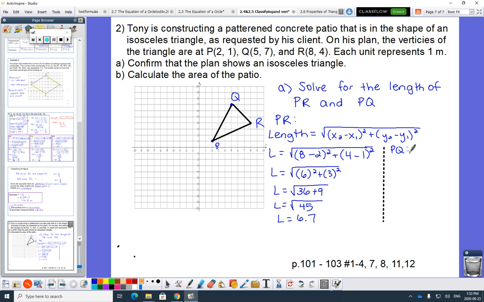Okay, so this question's a little bit more straightforward because they've told us it's isosceles. So if we get 6.7 here, then you know that you should get 6.7 here. So you kind of know what you're looking for. I'm not going to rewrite this. I'm just going to plug in the numbers.